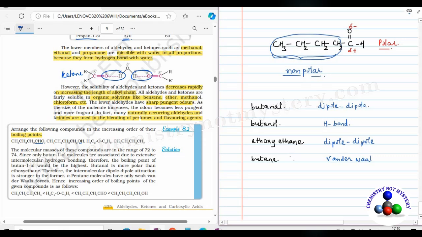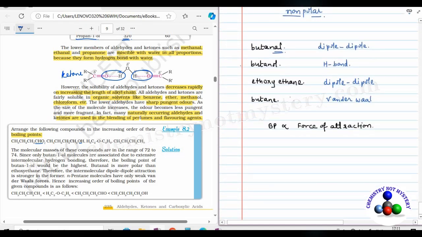Butanal has a carbonyl functional group. Due to the presence of the carbonyl functional group, the dipole interaction is stronger as compared to ether. And you know, boiling point is directly proportional to the force of attraction between the molecules. In case of alcohol, there is the strongest force of attraction, while in case of butane, there is the least force of attraction. So butane will have the least boiling point because the force of attraction in butane is the weakest, that is van der Waals force of attraction.